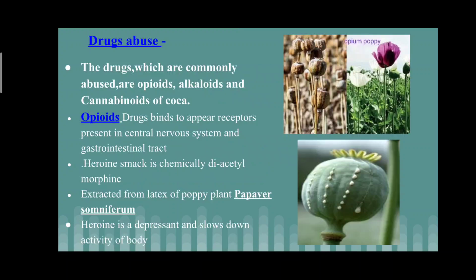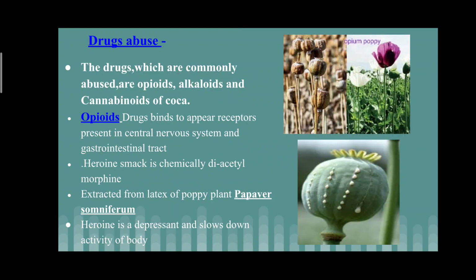Then next point is drug abuse. That means the effects and types of drugs. The drugs which are commonly abused are opioids, cannabinoids, and coca alkaloids. We will study them one by one. First, opioids.